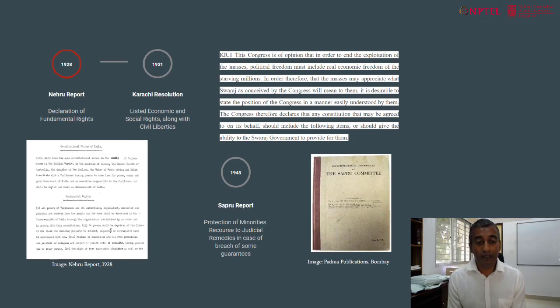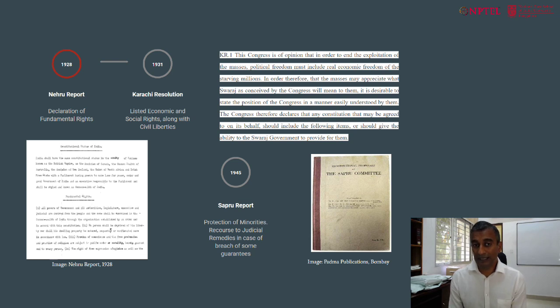In 1931, the Karachi Resolution, which is a resolution of the All India Congress in Karachi, adopts a wide range, a broad platform, and the Karachi Resolution is worth reading for the nuanced and novel way in which it understands the relationship between civil and political rights on the one hand and social and economic rights on the other. So let me read this out to you, and it's worth reading and reading slowly.